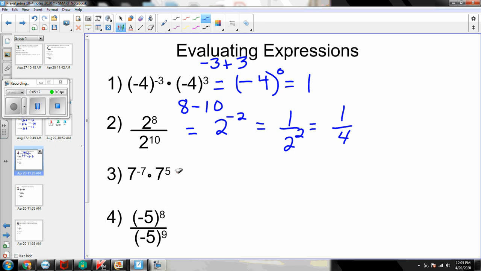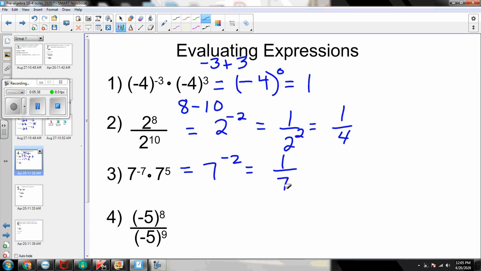On number 3, I'm multiplying, and the bases are the same. The bases are both 7. So when I multiply, I add the exponents. So I'm adding negative 7 plus 5. Negative 7 plus 5 would give me a negative 2. So I'd have 7 to the negative 2. That means make my exponent a negative, or my exponent is a negative.